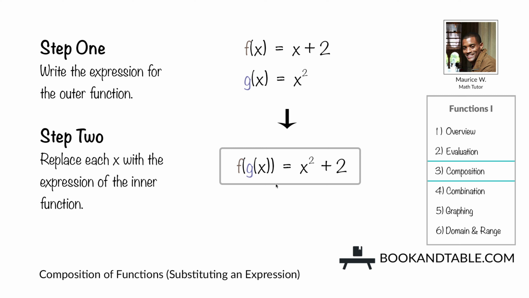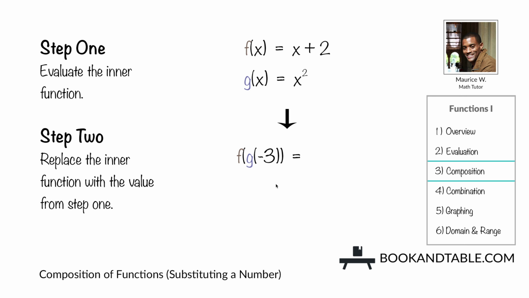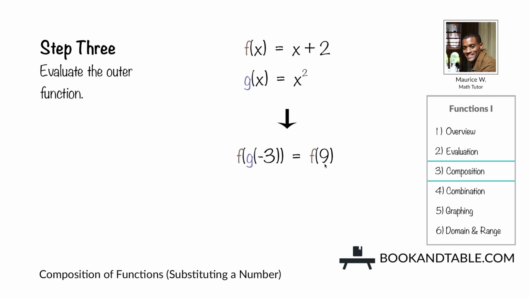Now let's say we wanted to evaluate this composition of functions with an actual numerical value. Let's say we had f of g of negative 3. We first want to evaluate the inner function. So g of negative 3 is equal to negative 3 squared, and that's equal to 9. So g of negative 3 is equal to 9. So we want to replace the inner function with the value from step 1, which is 9. So we get f of g of negative 3 is equal to f of 9, since g of negative 3 is equivalent to 9. And now the third step, we can evaluate the outer function f for f of 9.